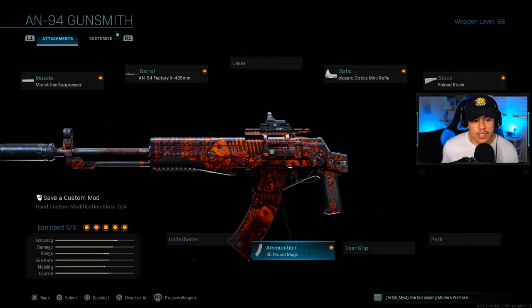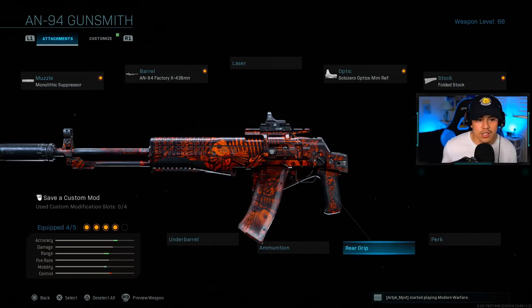All right, and for the ammunition, we can run with the 45 round magazines. Obviously, using the extended magazine is going to be subjective. It's really up to you if you want to use it. If not, then you can just remove this one and put on stippled grip tape to give you a little bit more aim down sight speed.